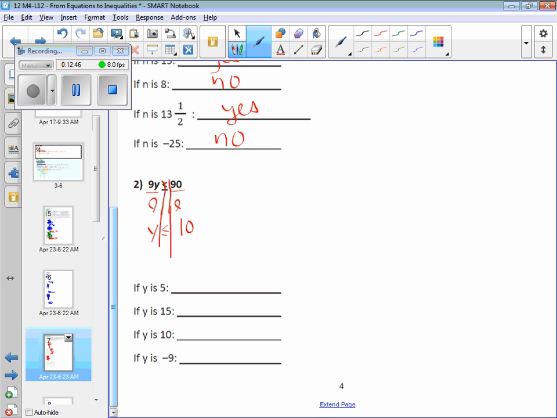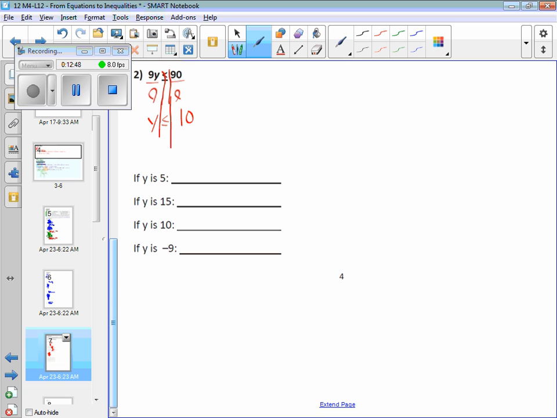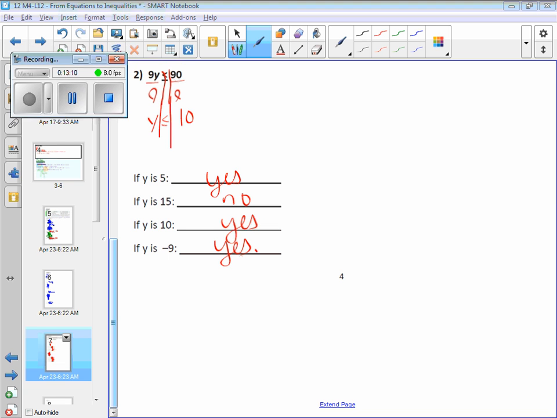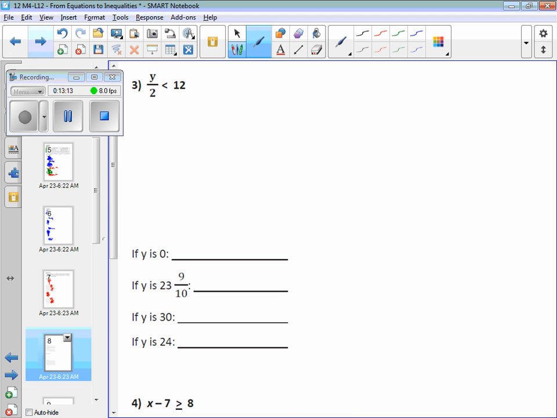Okay, let's evaluate the statements. Will this work if y is 5? What about if y is 15? What about if y is 10? Yes, because it can be equal to. Negative 9. Okay? Try this one all by yourself. I'll come around and check. Number 3.